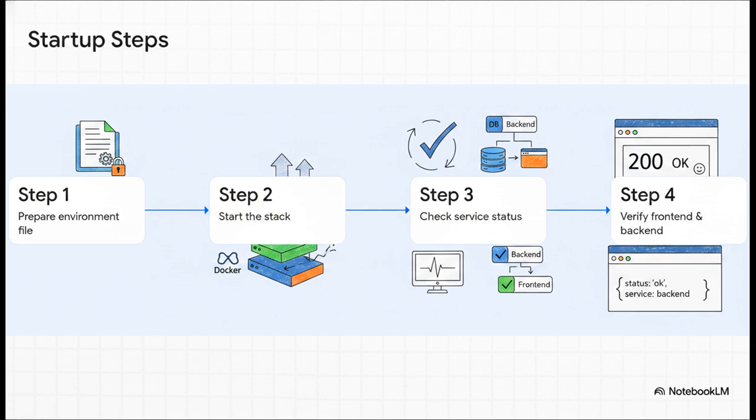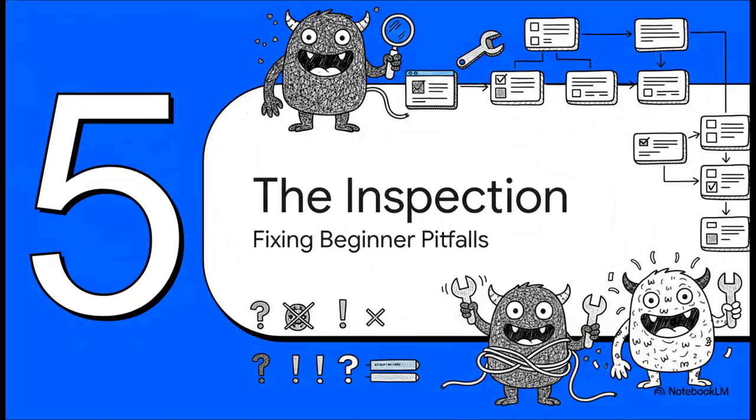First, you prepare your .env file with your specific local variables. Second, you issue the command to start the stack. Third, you verify the status of the containers to make sure your database, backend, and frontend are happily running. And finally, you hit the backend health API to confirm it returns a JSON response letting you know everything is perfectly okay. Moving on to Section 5, the inspection.